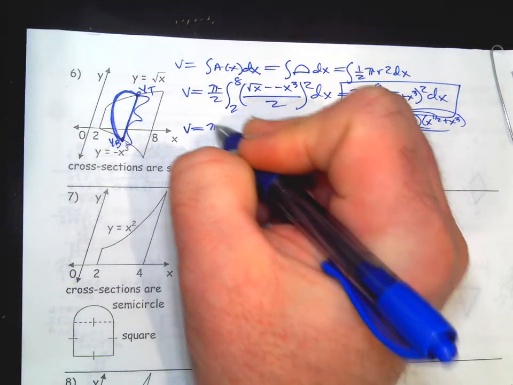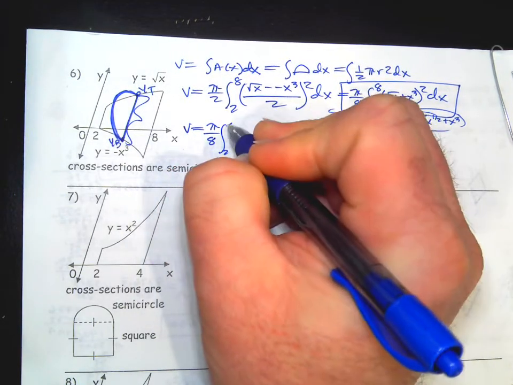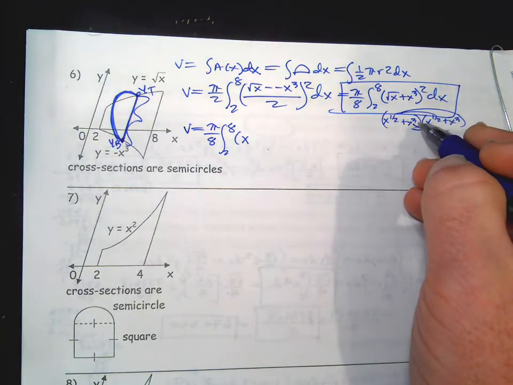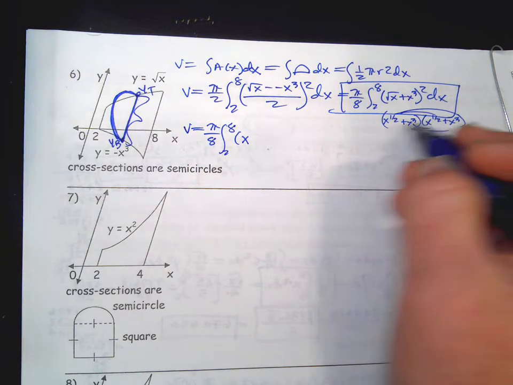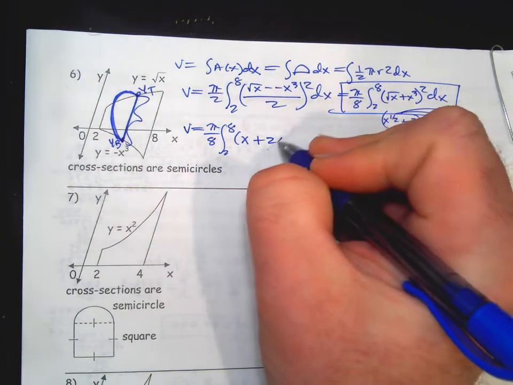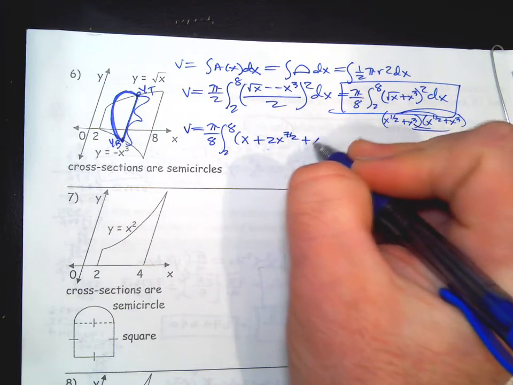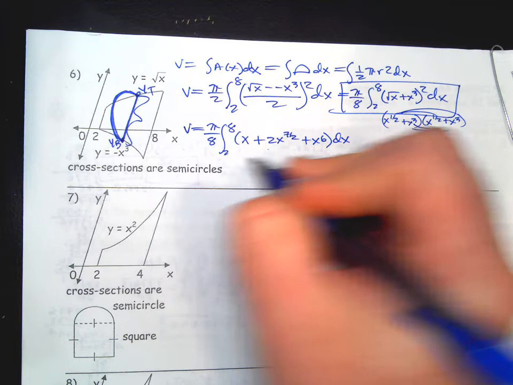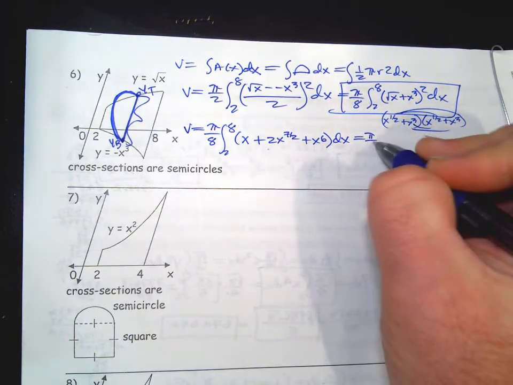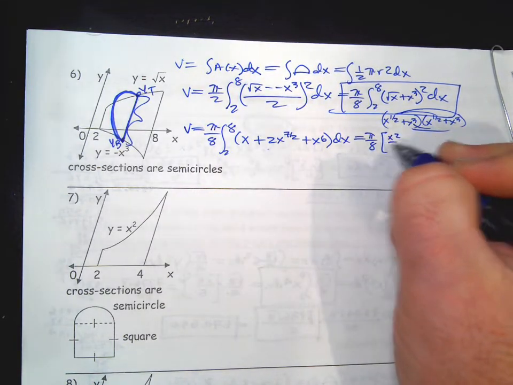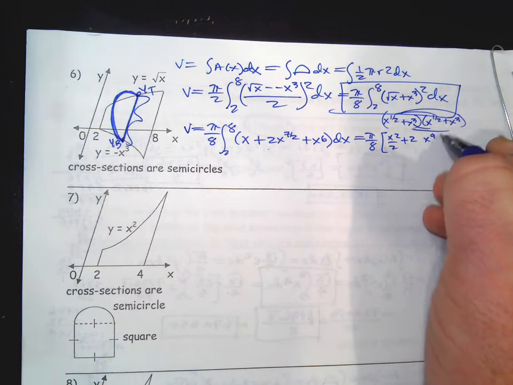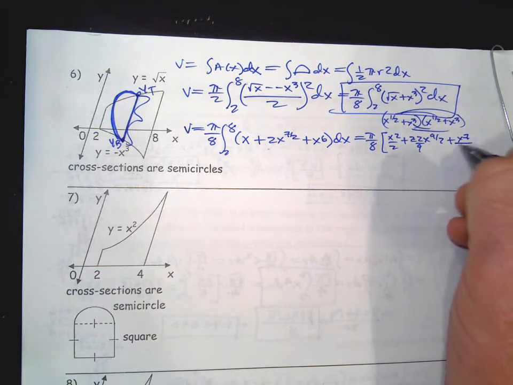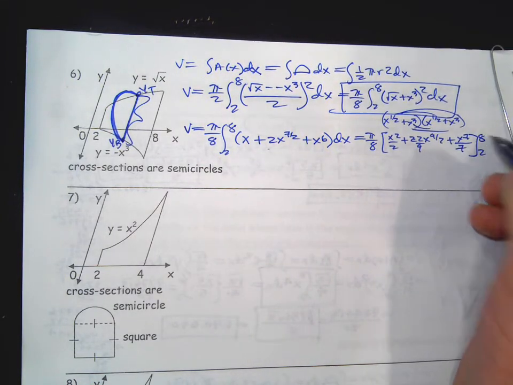It's going to be pi over 8, 2 to 8. It's going to be x, 7/2, 2 of them, plus 2x to the 7/2, plus x to the 6th. And then we could work it out by hand. Pi over 8 into derivative x squared over 2 plus 2x to the 9/2 divided by the new exponent plus x to the 7th over 7, 2 to 8.